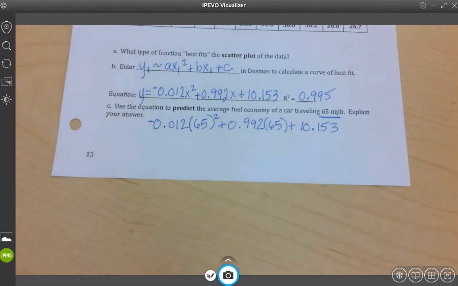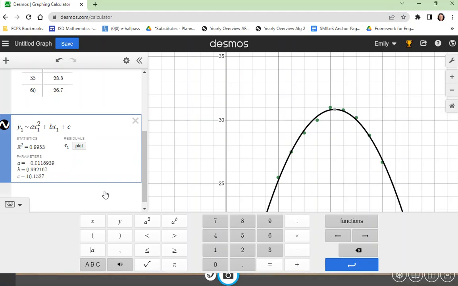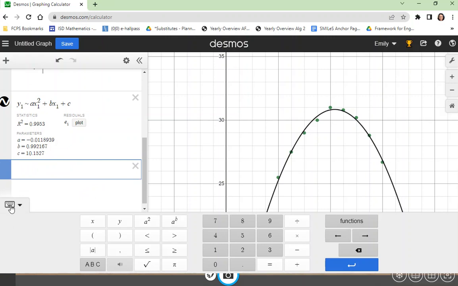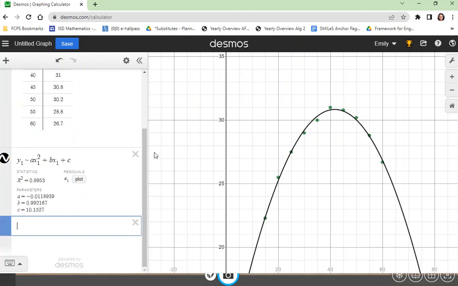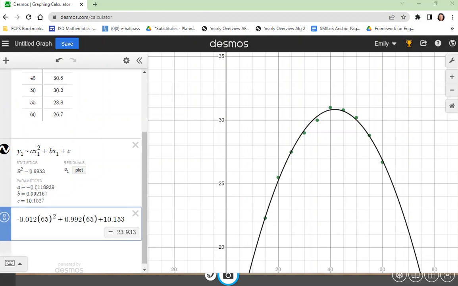All right, so I'm gonna start putting that in my Desmos. I want you guys to do the same. All right, so yes, I'm getting the same as you. I'm getting 23.933 is my fuel economy in miles per gallon.